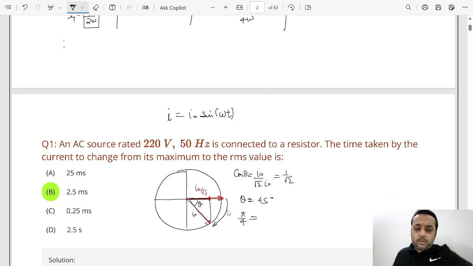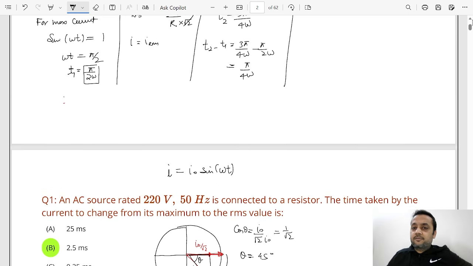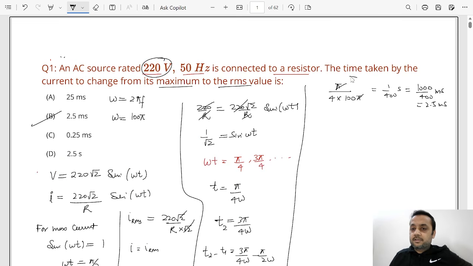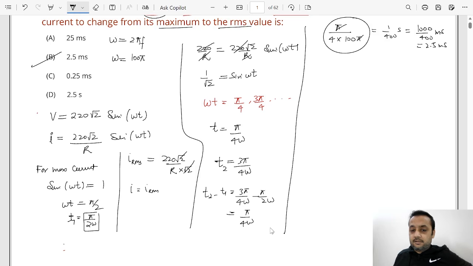And we know that the phasor rotates at a constant angular velocity of omega. So angular velocity into time will give you the angle rotated. So time will be pi by 4 omega. This is exactly the same answer that we got here. Look, this was pi by 4 omega. So you can write this directly using phasors, and now you can put the value of omega and you'll get the same answer. I hope you have understood, guys.